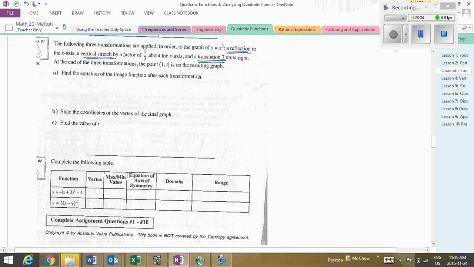So first off, we have y is equal to x squared. If I complete the reflection, all of a sudden now we're looking at negative x squared. If we have a vertical stretch factor of 1/3, then now we're looking at negative 1/3 times x squared. Translation, 7 units right. That's going to be our p-value, so we will have y is equal to negative 1/3 times (x minus 7) all squared, since if I'm going right, then p is positive 7.